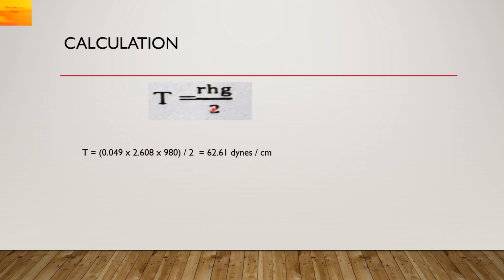Then we will substitute everything in the formula. r is given, radius of the capillary bore, 0.049. h we have just got, 2.608, and acceleration due to gravity, that is g, its standard value is 980 centimeter per second square. Everything is substituted and we get the surface tension value as 62.61 dynes per centimeter.